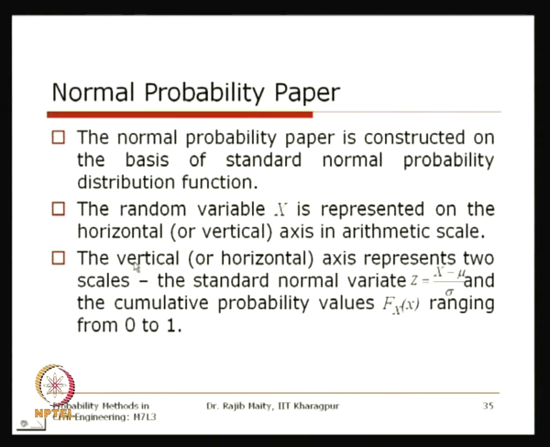The vertical axis, or horizontal if I just reverse this, as I was telling, if x is on the vertical, then this one will be the horizontal; otherwise in most cases it is the vertical axis. So, the vertical axis represents two scales: the standard normal variate z equals x minus mu by sigma, and the cumulative probability values F(x) ranging from 0 to 1.